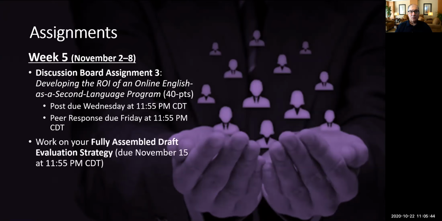Also, on week 5, which is week after next, you'll have an opportunity to work on your fully assembled draft evaluation strategy that will be due on November 15th. This is an important one, and it'll be the last feedback that I'm going to be giving to you, okay? So you have a little extra time to work on that, and that's a good thing. This is also where you're going to be integrating your matrices, okay?